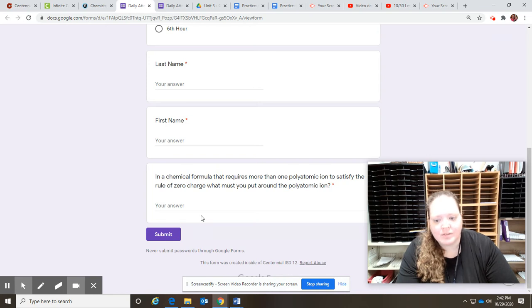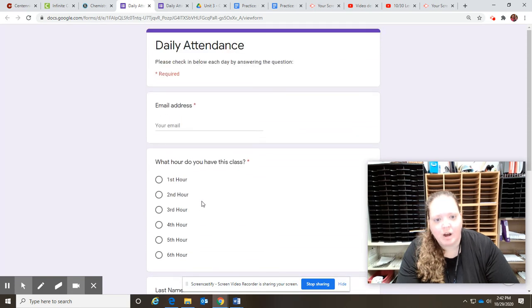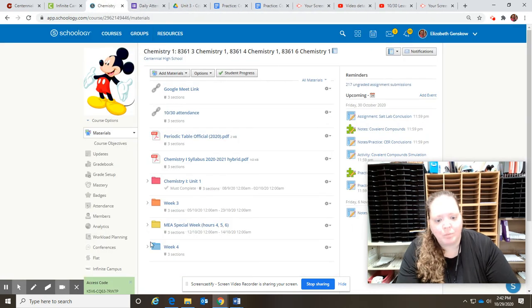So this goes back to the notes from yesterday. What must you put around the polyatomic ion in order to satisfy the rule of zero charge if you need more than one polyatomic ion to make it neutral? Go ahead, take a minute and answer that. Once you have that answered, we'll go back up to our week that we are working on, and that happens to be week 4.